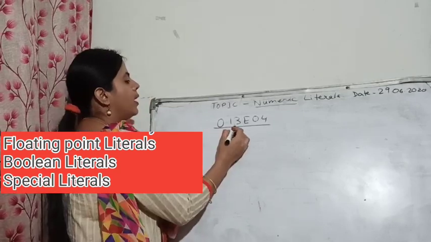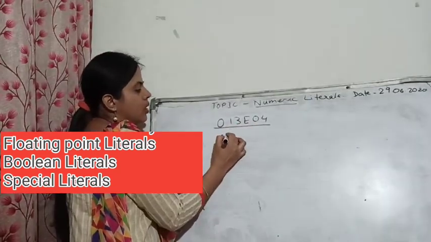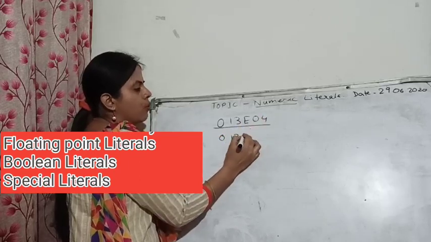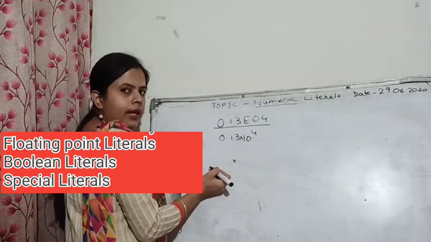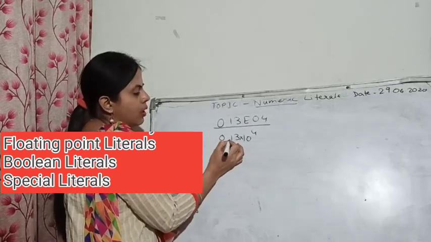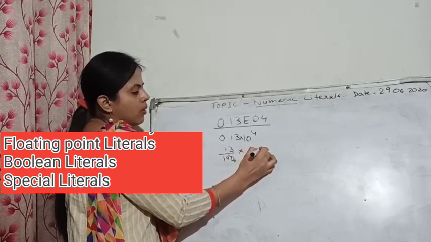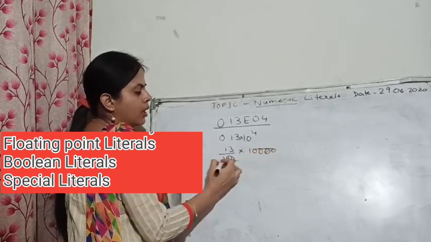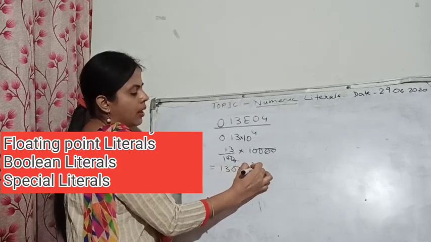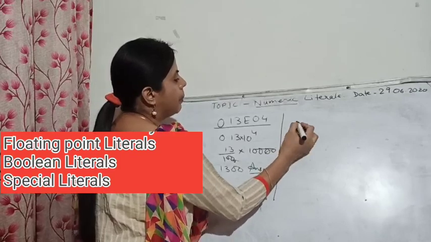So 0.13e04, how can it be written? It will be 10 to the power 4, and here you write the multiplication symbol. Now 0.13 will be 13 by 100, into 10 to the power 4, that is, 10000. The 100 will cancel, so the answer will be 1300. This is how you will find it out. Take one more example.